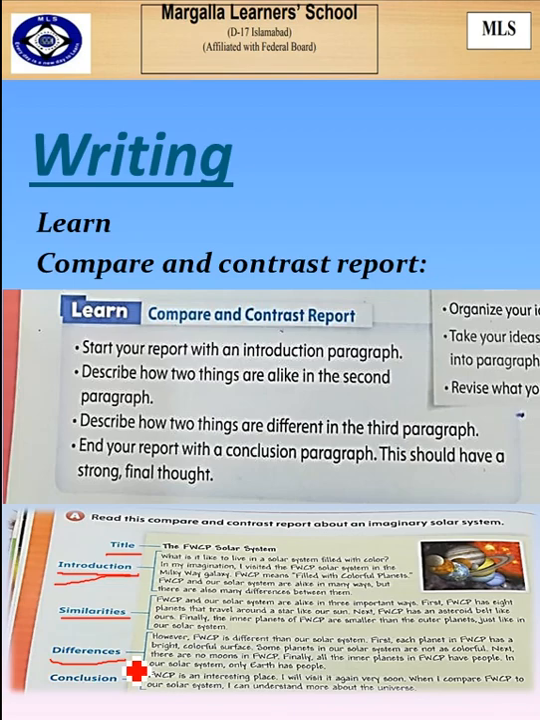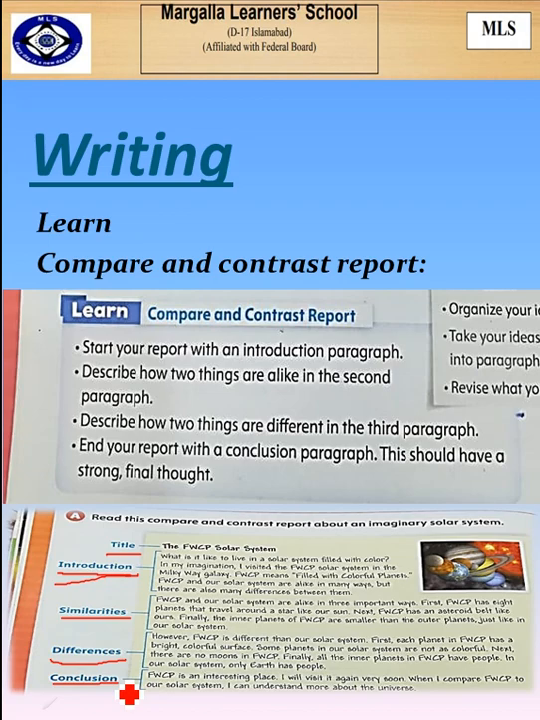The final thing, end your report with a conclusion paragraph. This should have a strong final thought. The conclusion, we all know, contains the final verdict of our report. Conclusion should always be strong and it should contain an impact, the final impact, of what exactly we have talked about in our report. The similarities that we have discussed, the differences of two things that we have discussed. We are going to conclude that up.